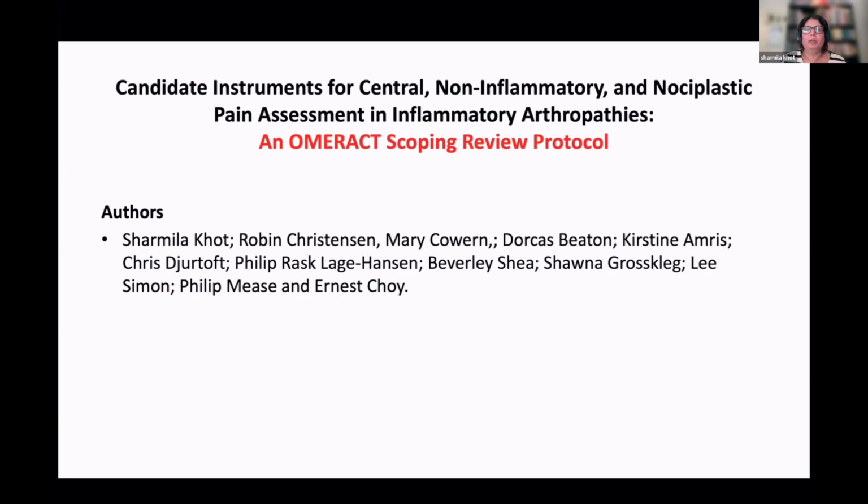And this is the group that has been involved in discussions around developing this protocol. I am trying to pull this together at this point in time with lots and lots of support and contributions from all of the people on this slide.